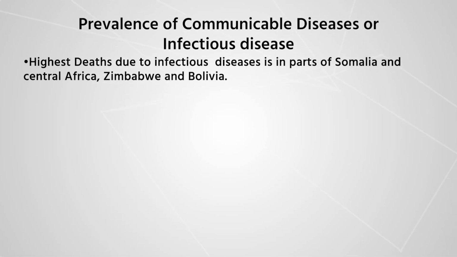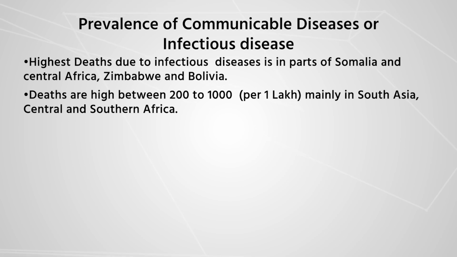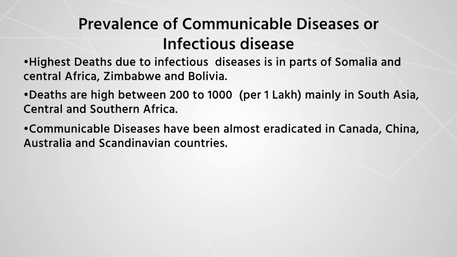Now let's examine the prevalence of communicable diseases or infectious diseases in the world. The data shows that the highest death due to infectious diseases is in parts of Somalia and Central Africa, Zimbabwe and Bolivia. Deaths are high, between 200 to 1000 per 1 lakh, mainly in South Asia, Central and Southern Africa. Communicable diseases have been almost eradicated from developed countries like Canada, China, Australia and Scandinavian countries.